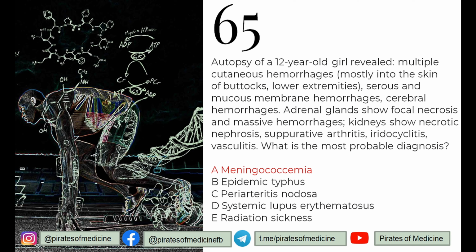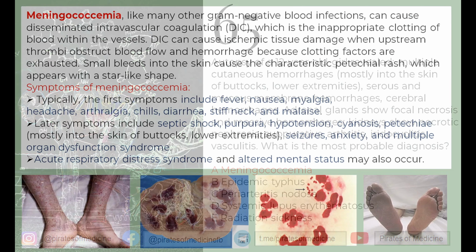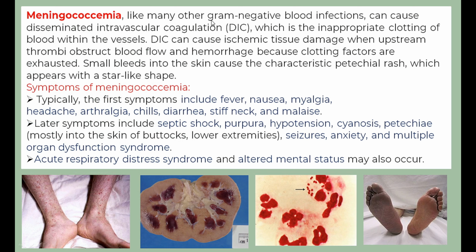Out of all these, the most sensible answer to choose is meningococcemia, which is a septic infection of the blood. It is a gram-negative blood infection and it causes disseminated intravascular coagulation syndrome. In this syndrome, as I told you before, the clotting and anti-clotting systems of the body work simultaneously. So there are increased hemorrhages because the anticoagulating system is working, and also clots formed at the same time because the coagulating system is working.